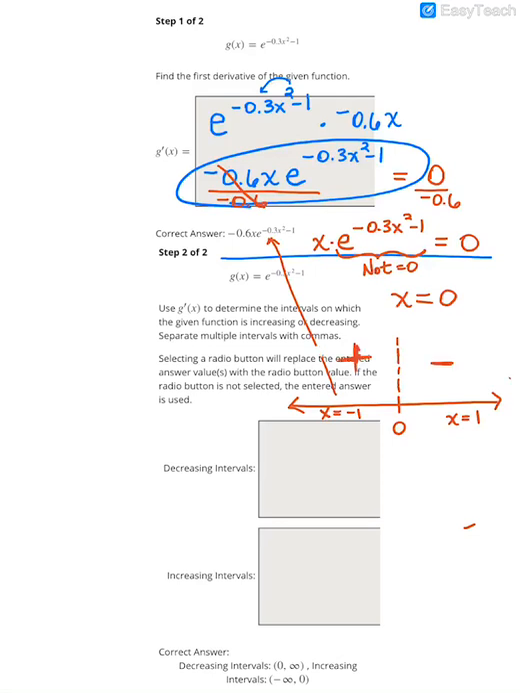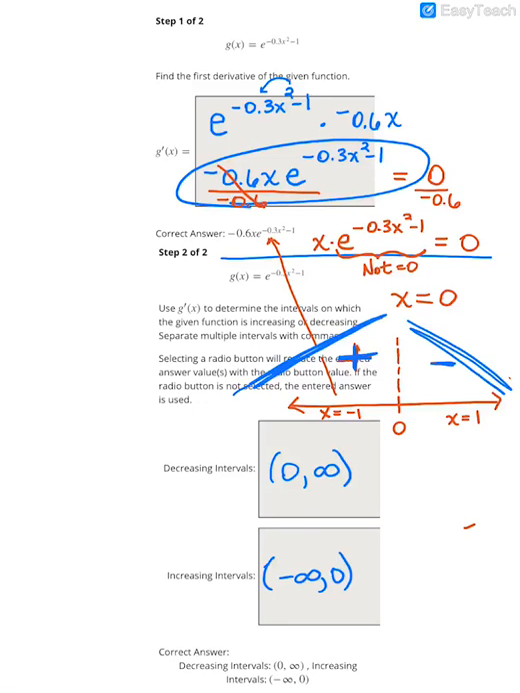Okay, so when I plugged in x equal negative 1 into my first derivative, I got a positive value out of that. When I plugged in x equal positive 1, I got a negative value. So what this tells me about my graph is that I'm going to be increasing here and then decreasing here. So my decreasing interval starts at 0 and goes to infinity, whereas my increasing interval starts at negative infinity and goes up to 0.